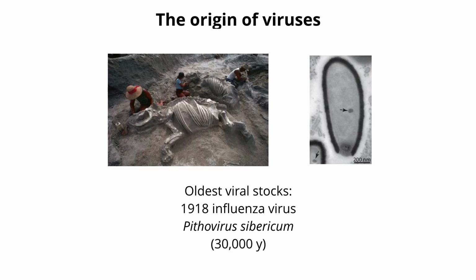Let's end up by talking a little bit about where viruses came from. Now, for many years, the problem was we didn't have any fossils. So we couldn't dig up dinosaur bones and look for viruses. And the oldest viral stocks were not very old. 1918 influenza was the oldest for many years. And then a couple of years ago, a 30,000-year-old virus was pulled out of frozen ice in Siberia. So we don't have a fossil record. So what can we do?